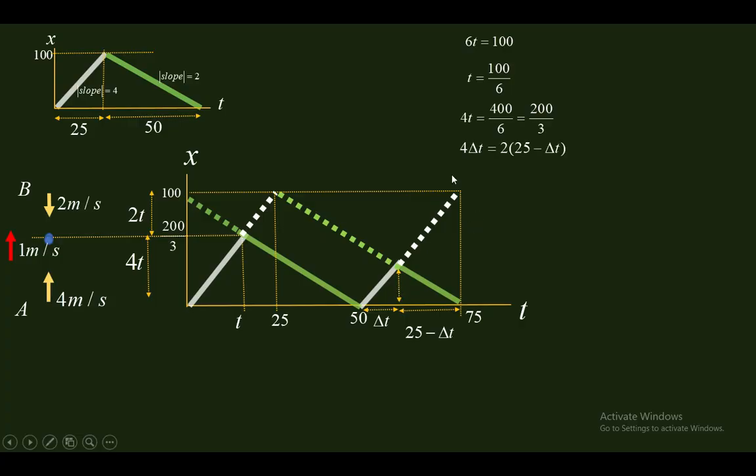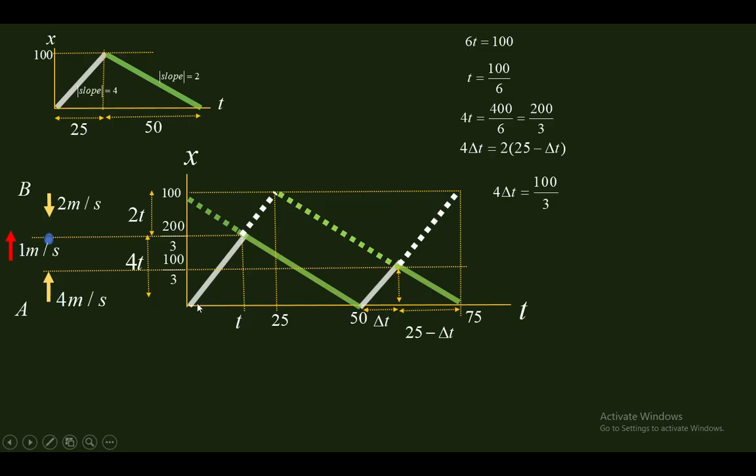So equating those two expressions, we get delta t and 4 delta t. What is 4 delta t? 4 delta t is the x coordinate of this meeting point. So that comes out 100 by 3. So this is the x coordinate. Now we can easily find the distance covered by A and B.